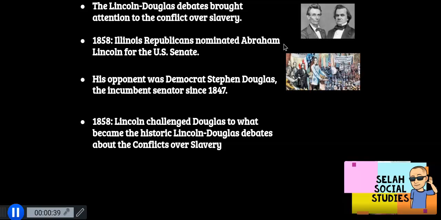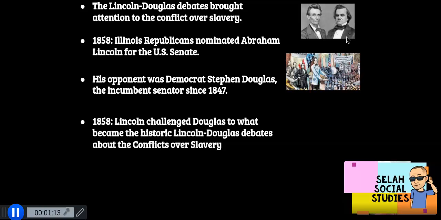So prior to 1860, you have a couple of senators from Illinois who are running against each other. You have the Democrat, Stephen Douglas, the guy on the right here. And you also have the new upstart Republican, Abraham Lincoln. Douglas is the incumbent, senator of Illinois since 1847. And now in 1858, Lincoln is running against Douglas.